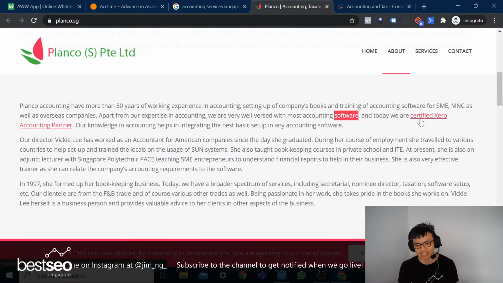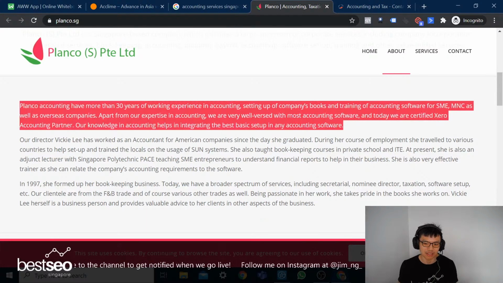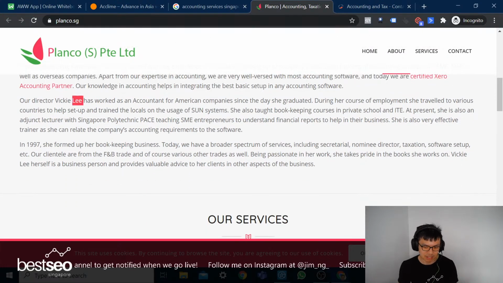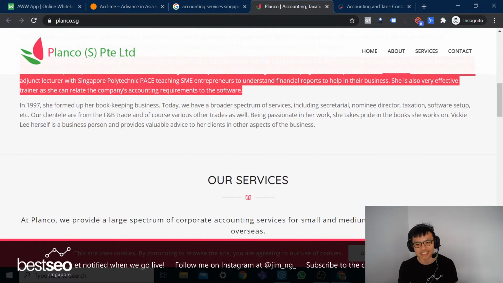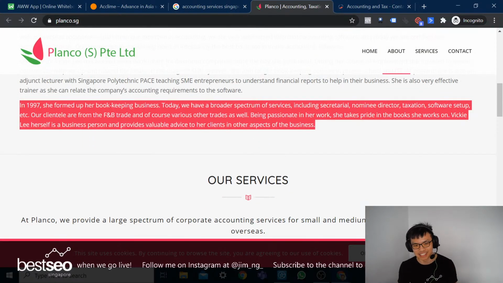Okay, today we are a certified Xero accounting partner. Okay, maybe people care if you are Xero, because they might be using Xero software. But aside from that, I don't really care whether you're 30 years, our director, yada yada. Nobody gives a shit about any of that. I'm here to see what's in it for me, right? How can you help me save accounting costs? How can you solve my problem, right?